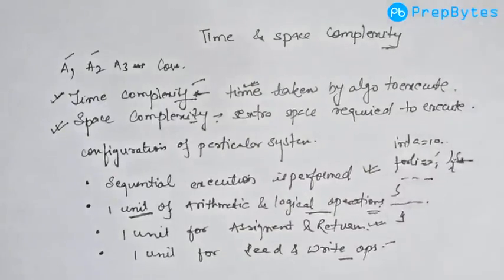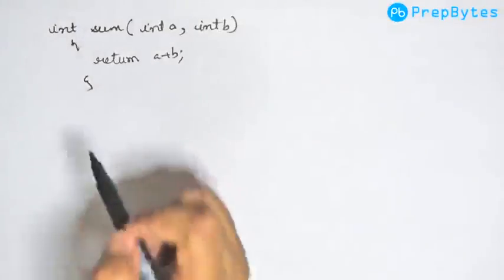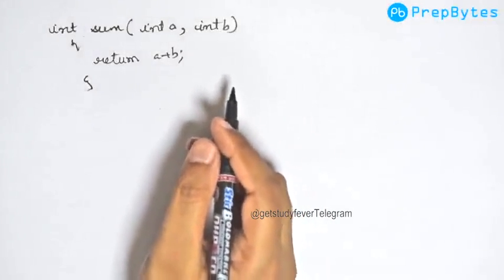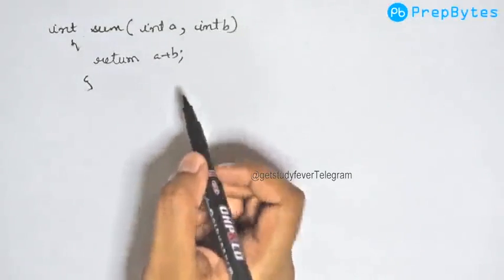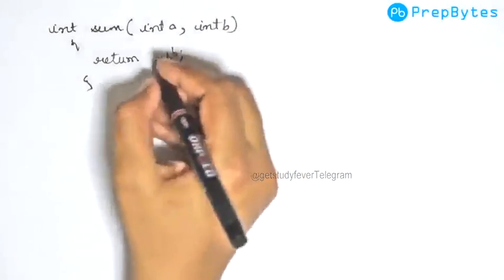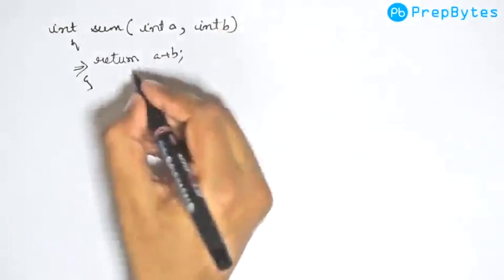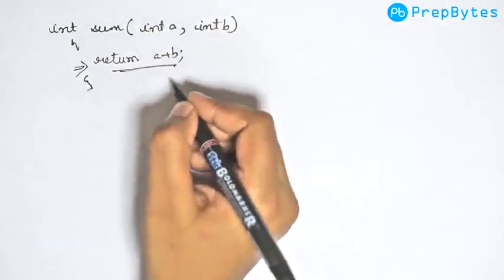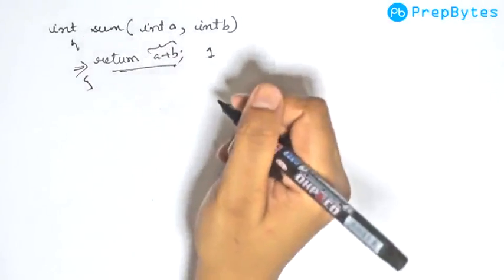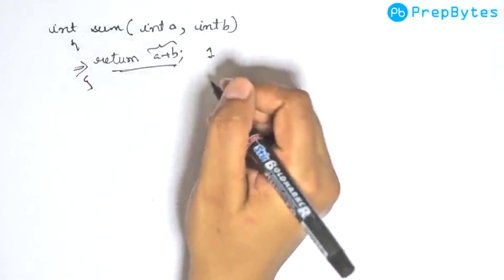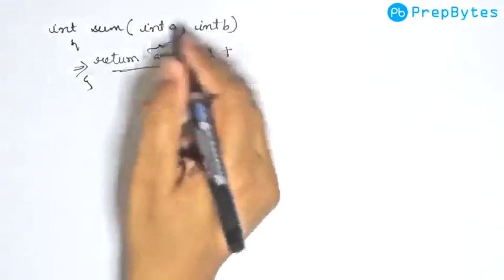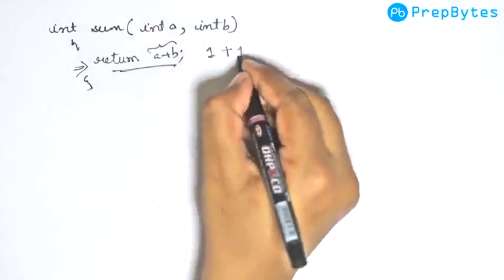Let's see a very small program. If I am asked how to calculate the time complexity, or what will be the time taken for this whole thing to get executed, I see that there is only one statement written, a plus b, and we know that this a plus b will take 1 unit of time, since we saw that a logical or arithmetic operation takes 1 unit of time. Plus we want to return this value as well, so that will also take 1 unit of time.